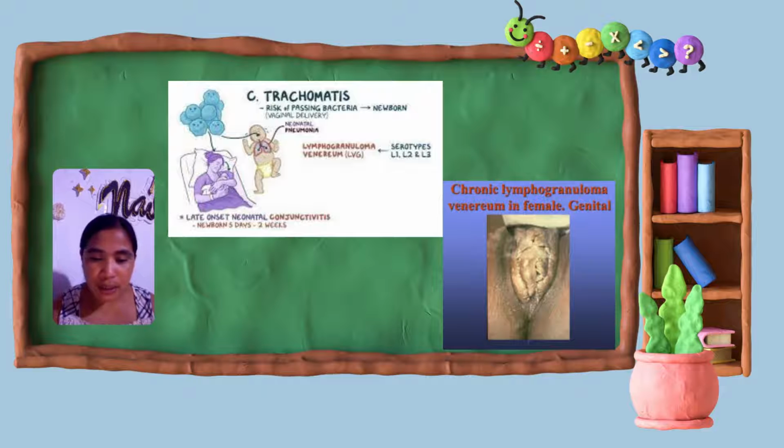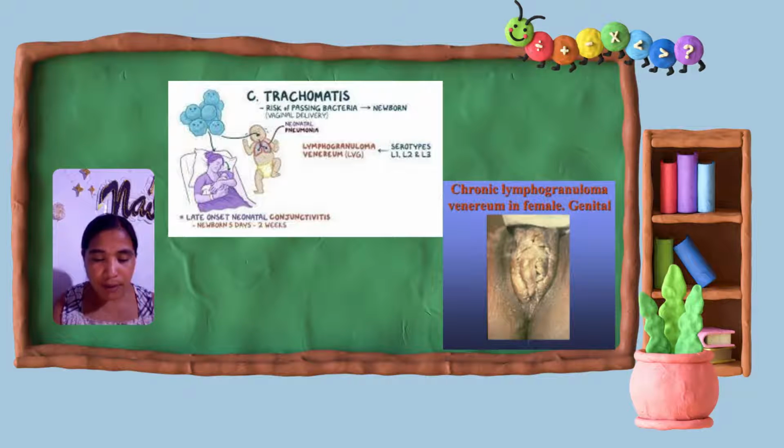Chancroid. The etiologic agent is Haemophilus ducreyi, a gram-negative coccobacillus. Haemophilus means blood-loving and must be grown in culture medium containing blood. It only requires hemin, X factor, for growth, which is derived from the blood in the culture medium. Clinical findings.